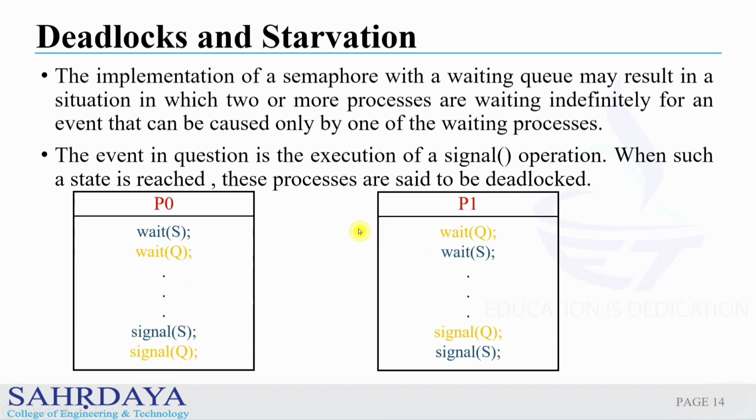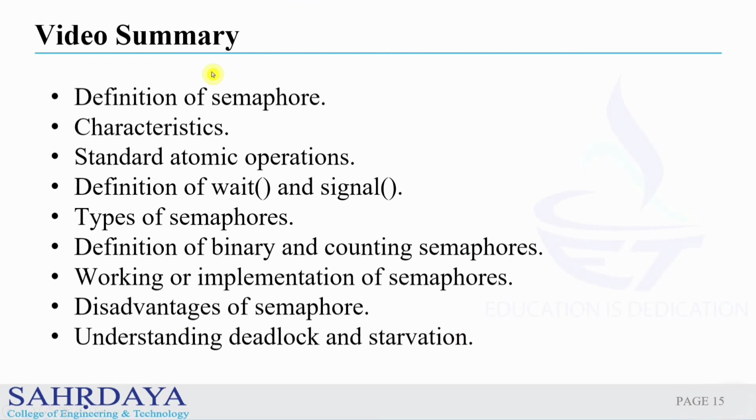So I hope you have got a clear idea on deadlock and starvation and the other concepts related to semaphores. As a summary, we have discussed the definition of a semaphore. We understood the basic definition of semaphore, who introduced semaphore and why it was introduced. We studied the basic characteristics of a semaphore. We studied the two standard atomic operations, which are wait and signal, and we defined the wait and signal operations.